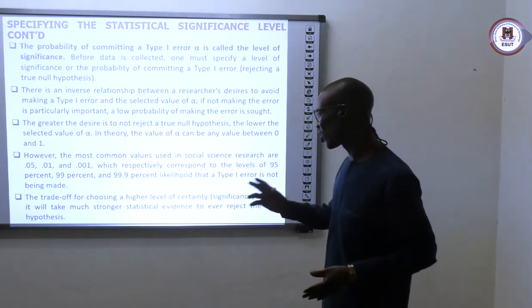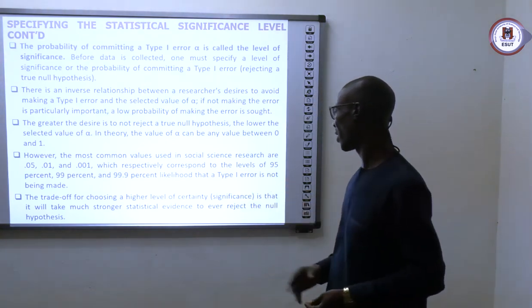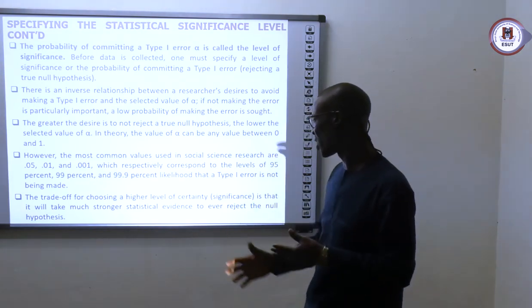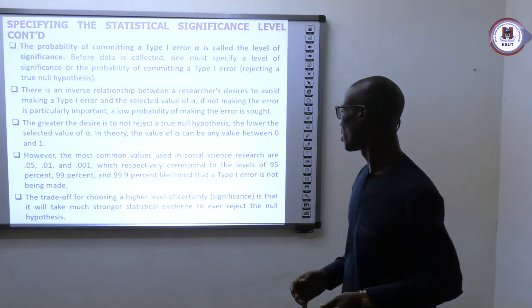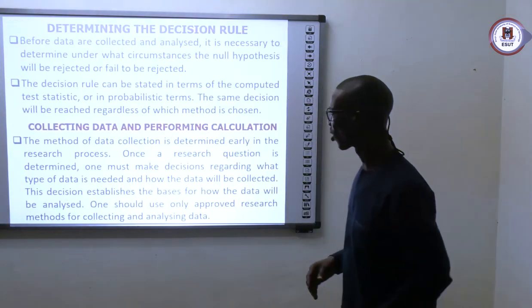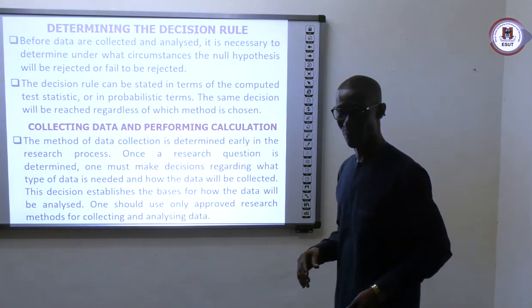So here the trade-off for choosing a higher level of significance is that it will always take a stronger statistic to have your evidence in order to reject your null or to accept your null hypothesis.